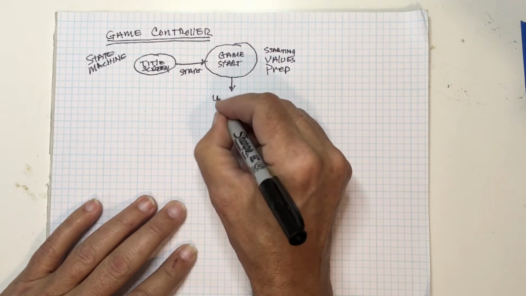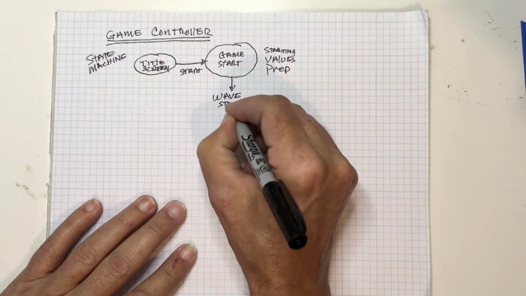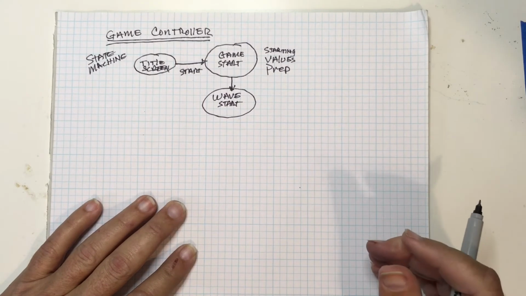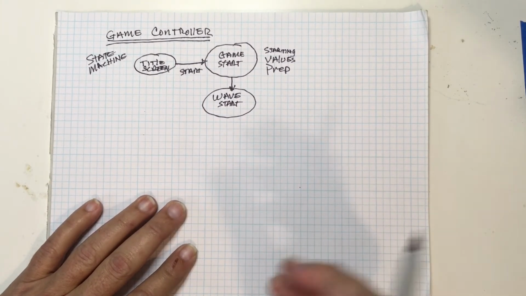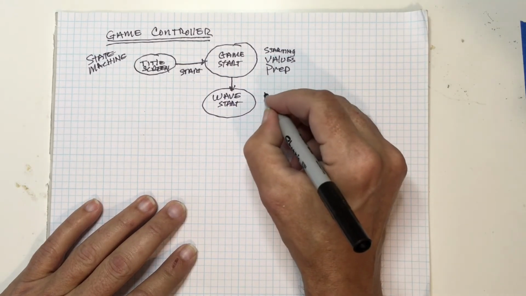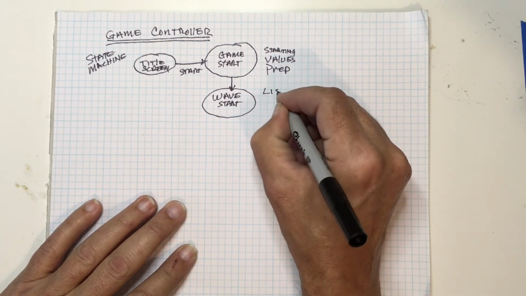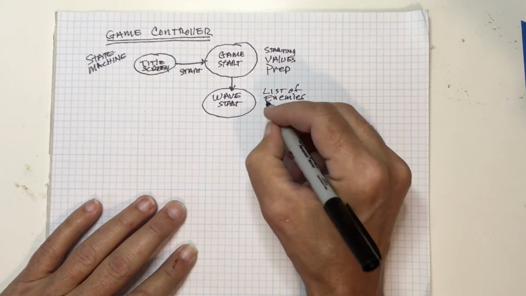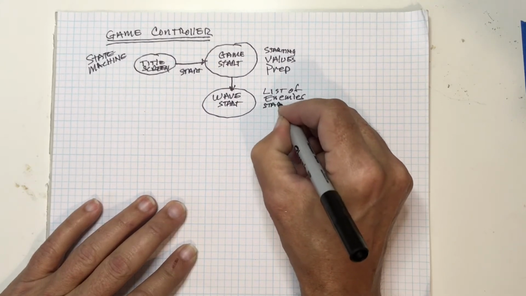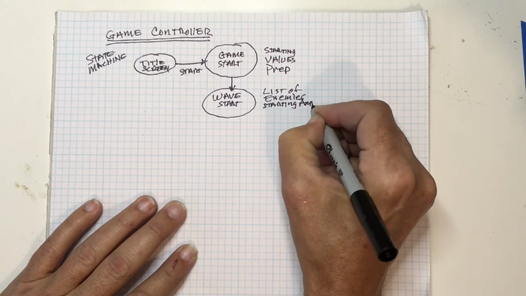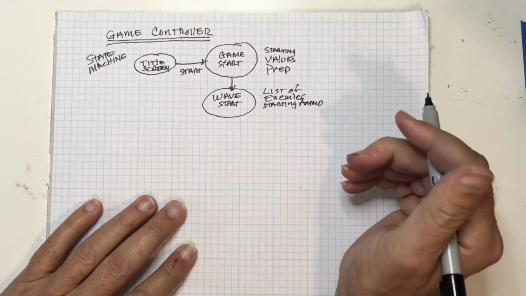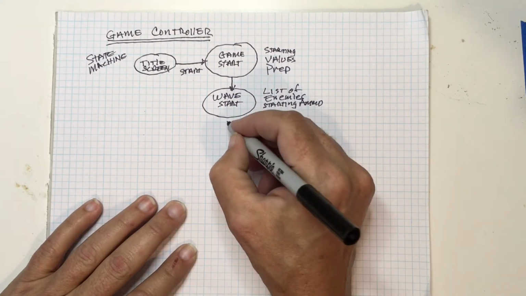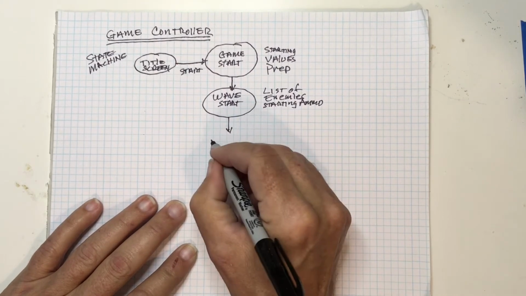The next step is the wave start. Our game has several waves, and that's how we know we progress through the game, is we go from one wave to the next wave. So what does the wave start do? Well, it loads the list of enemies, and it also sets our starting ammo. Some waves are going to have more ammo than others, but it gets everything ready for the start of the round, the start of the wave.